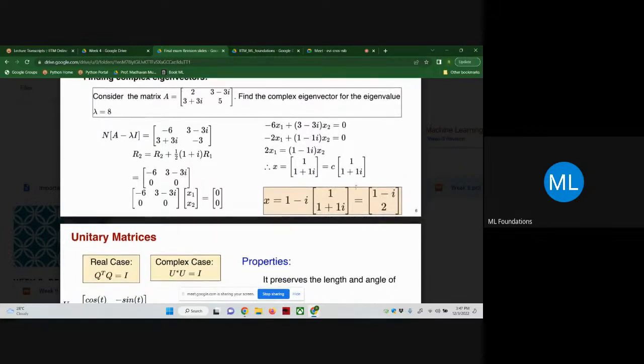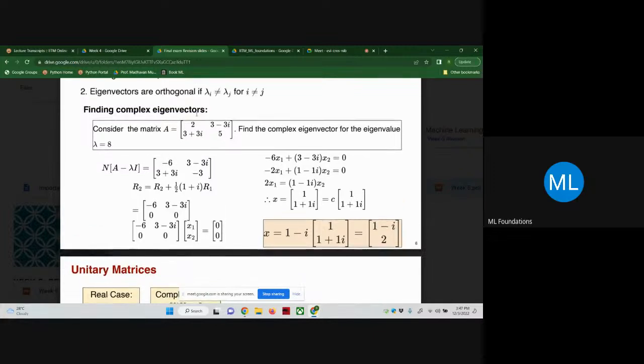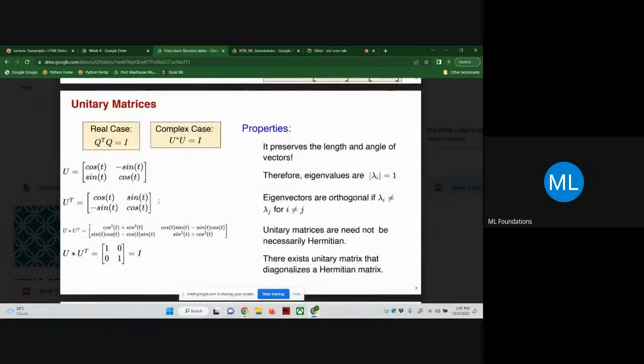Okay, here they just found the eigenvalue corresponding to 8 ohms. So you got 1 minus i2. The other eigenvector which you find will be perpendicular to this eigenvector, since the matrix here is a Hermitian matrix. Remember that. Now, this unitary matrix is similar to the orthogonal matrix.